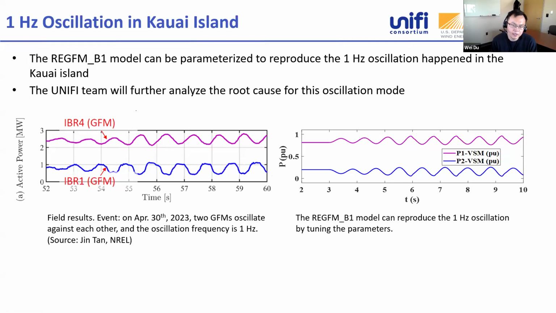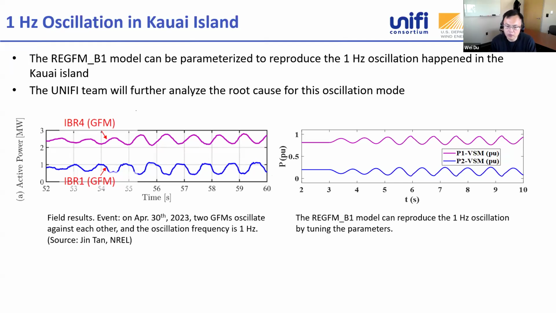And then the PI, Jin Tan from NREL, asked me, can you use your generic grid forming inverter models to analyze this 1 Hz oscillation? And then we used our industry approved generic models to set up a simple case and to tune some parameters, and then we were able to reproduce this 1 Hz oscillation. Note that this is not a very high frequency oscillation. This is low frequency oscillation, right? It's 1 Hz. So theoretically, I think we should be able to reproduce that using a phasor model. And you can see that by tuning those parameters, we are able to represent that 1 Hz oscillation. So this is kind of interesting.